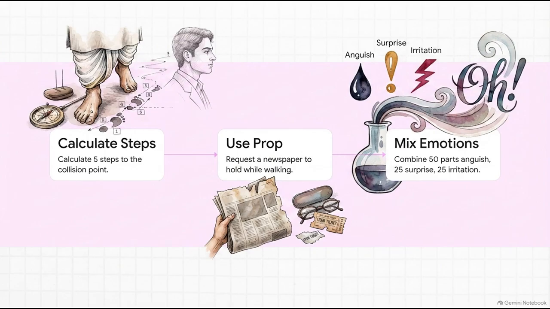Patol Babu sneaks off into a quiet side street to rehearse. He calculates exactly how many steps he needs to take to collide perfectly with the lead actor Chanchal Kumar. He even requests a newspaper from a bystander to hold, just to add that extra layer of authenticity to his absent-minded pedestrian character. And most brilliantly, he figures out exactly how to deliver his one word. He decides to mix 50 parts of anguish, 25 parts of surprise, and 25 parts of irritation into that single, solitary, "Oh."